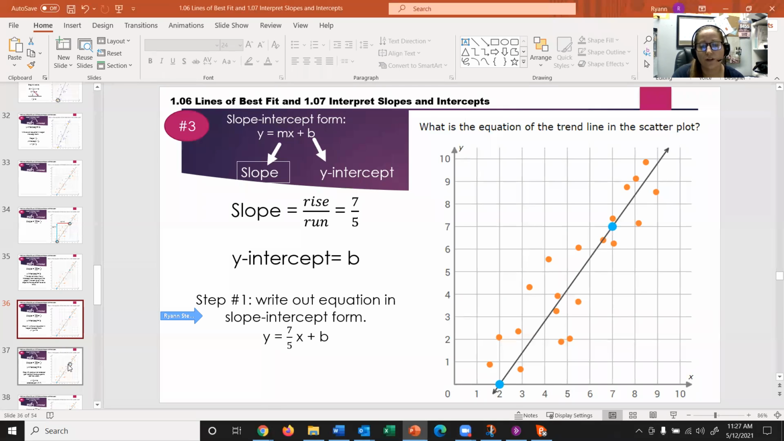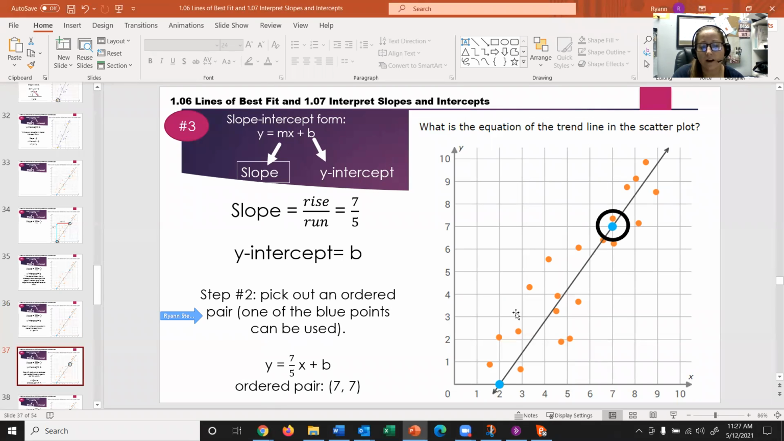The next step is we're going to pick out an ordered pair from this graph, okay? So you can pick out this ordered pair or we can pick out this ordered pair. It does not matter which one, you will get the same exact answer with both. But I'm going to pick this one, okay? So I get my ordered pair by looking at my x, and I go over 7 and then I go up 7. So my ordered pair would be written as 7 and then 7, okay?